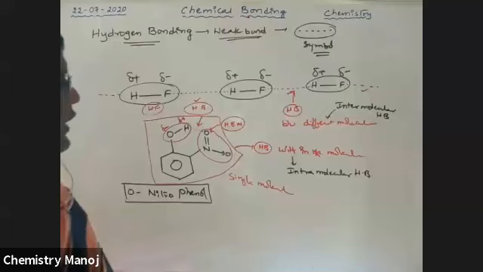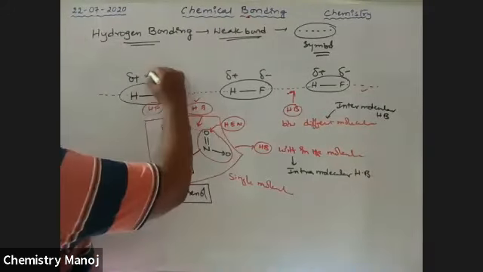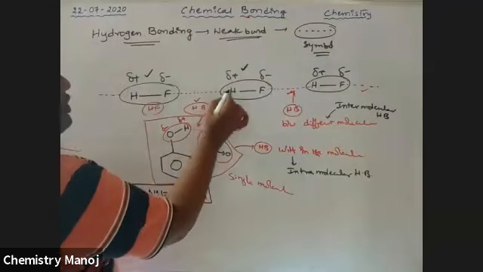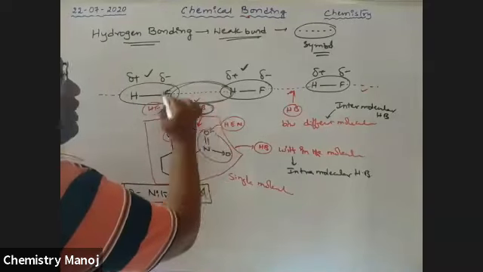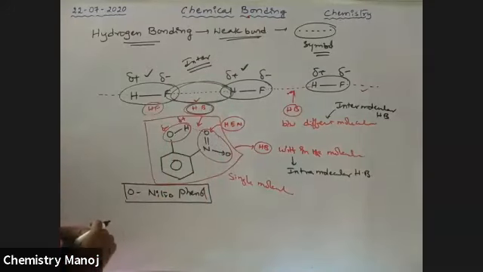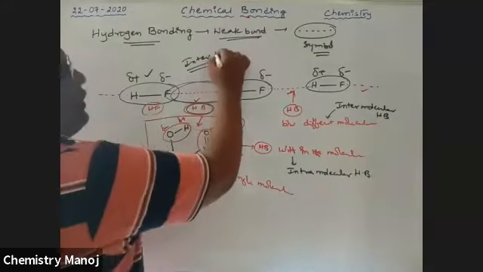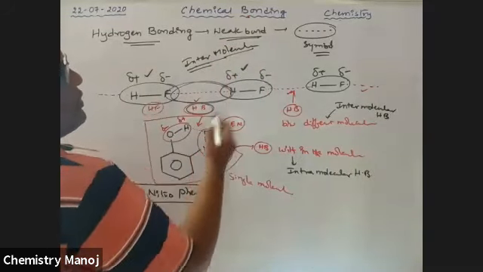Okay, boys, see here. Here is one HF molecule, and this is another HF molecule. Between HF molecules, there is an intermolecular hydrogen bond. What is the meaning of inter? Inter means between. Between the molecules, there is hydrogen bonding. That's why it is called intermolecular. Intermolecular means between the molecules.